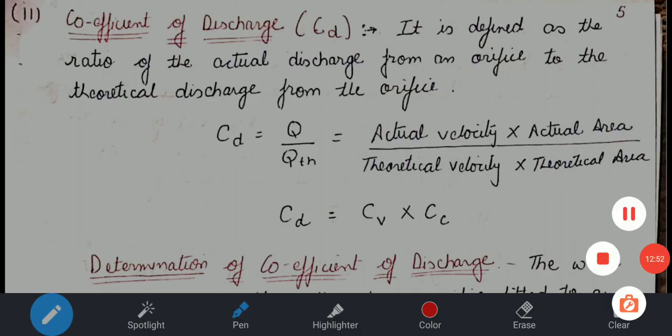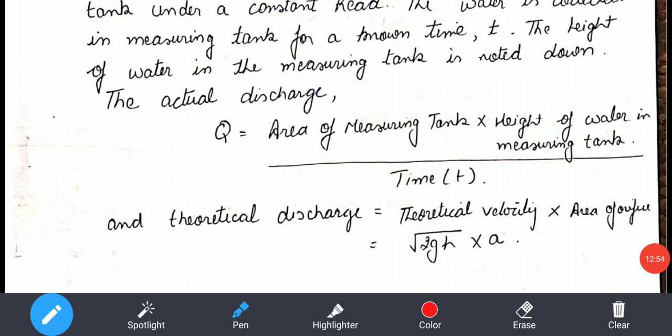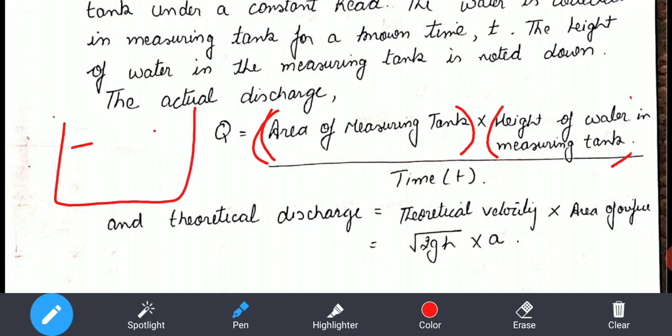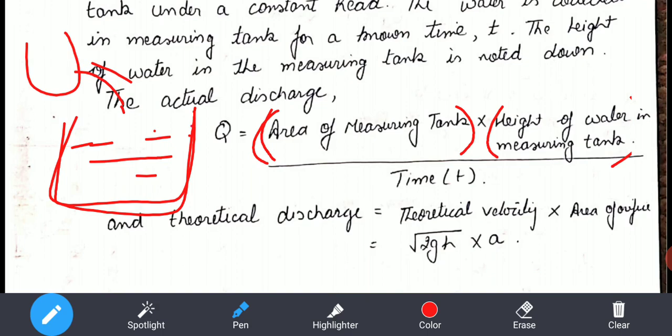So how can we obtain the actual discharge? Actual discharge will be equal to the area of the measuring tank multiplied by the height of the water collected in the measuring tank. Firstly, the water from the tank with the orifice is collected in a measuring tank. We calculate the area of this tank, multiply it with height, and divide it by time, and we obtain the discharge.